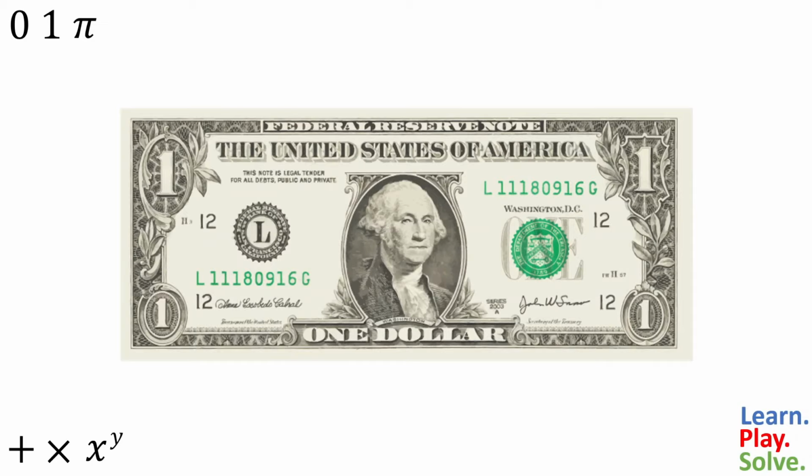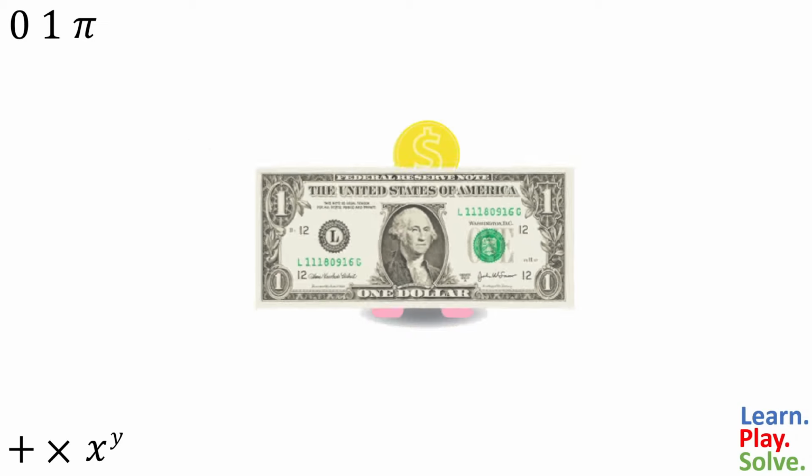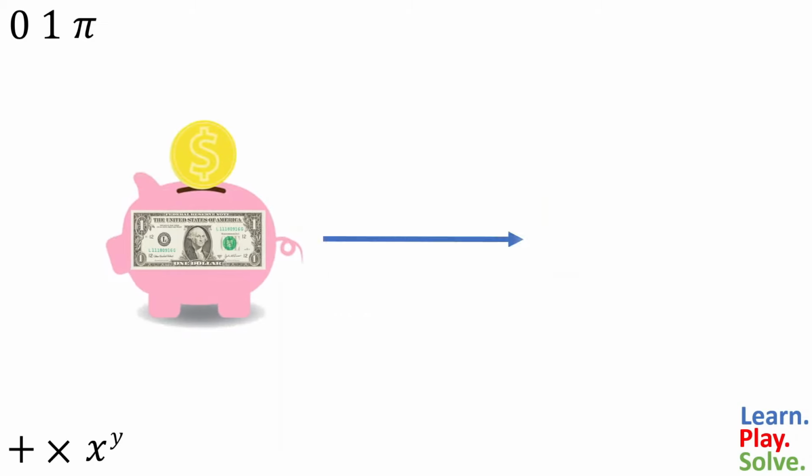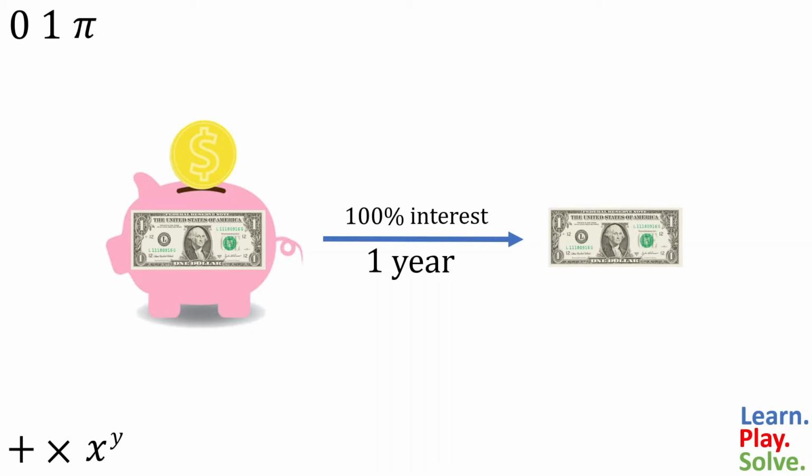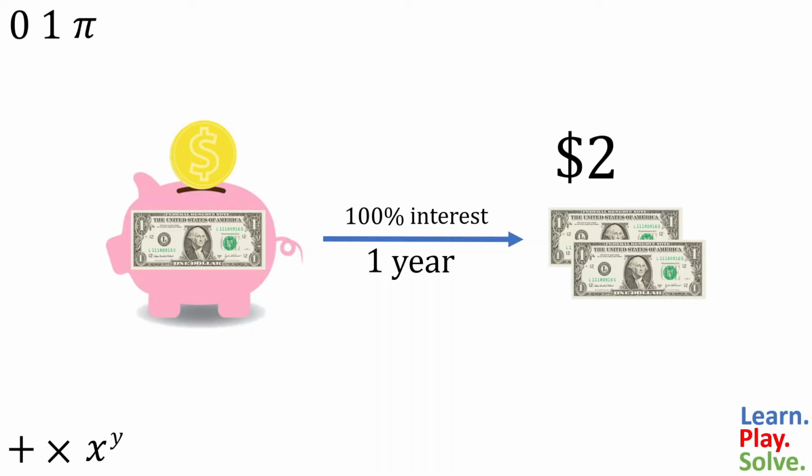Let's say you have $1, and you decide to put that dollar into a savings account where after 1 year, it'll earn 100% simple interest. So your $1 will earn itself a whole other dollar. Your account balance will be $2.